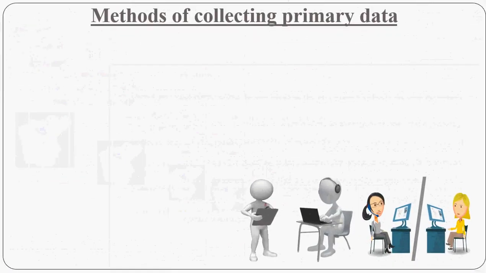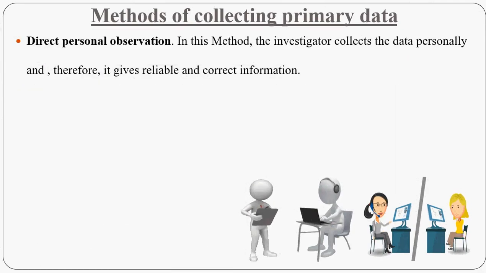Now, let us understand the various methods of collecting primary data. The first method is said to be direct personal observation method. In this method, the investigator collects the data personally and therefore it gives reliable and correct information.